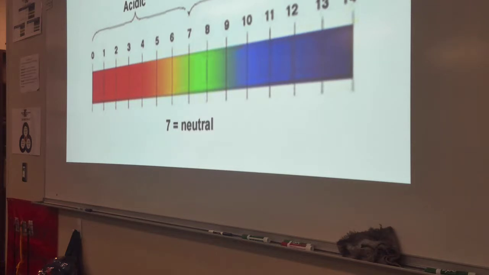Log to the negative 1, which is not log to the negative 1. What is log? Log is telling me power of 10. So the opposite of power of 10 is 10 to a power.